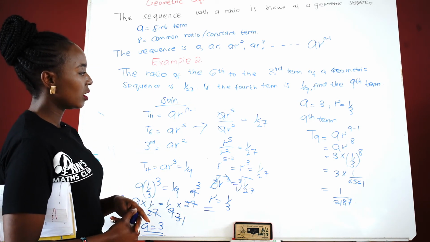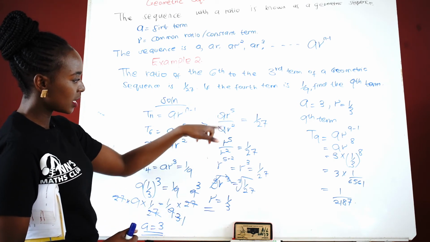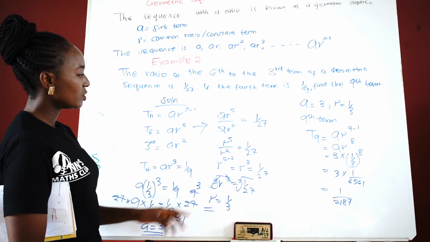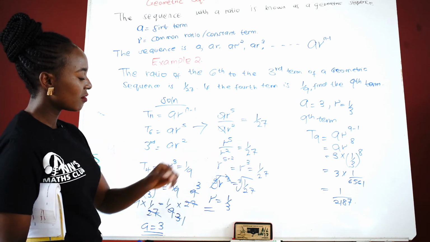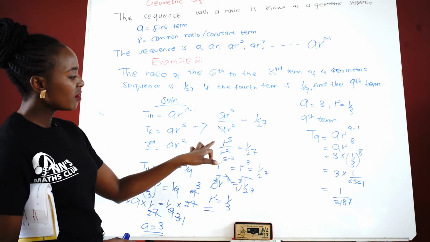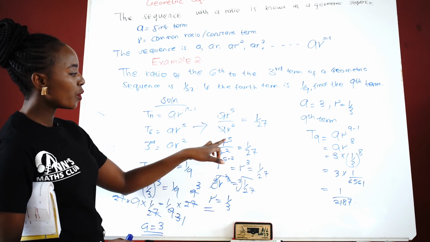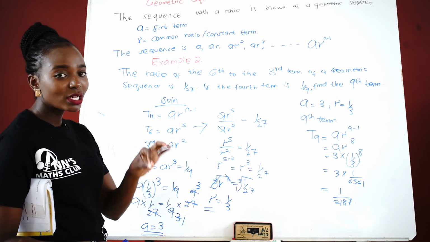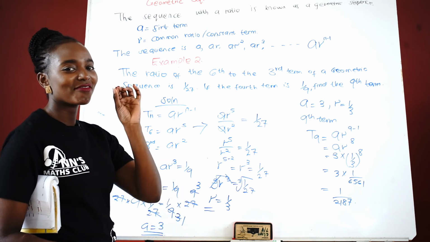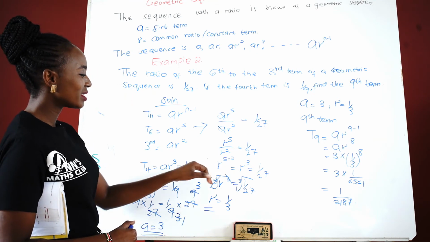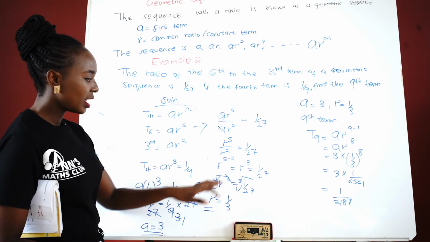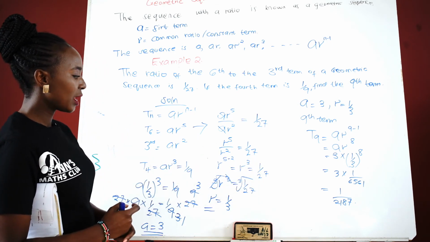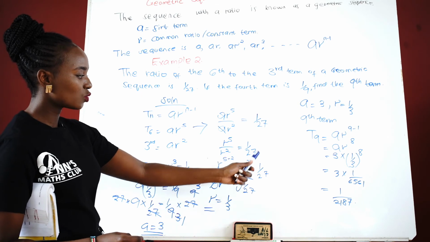So you can calculate this. The A cancels out, and you're left with R^5 over R^2. And once you're left with this, you equate it to 1 over 27. And remember, whenever working this out, we normally subtract the powers when it comes to division. If it was multiplication, we would have added the powers. So it becomes R^(5 minus 2), which is R^3, is equal to 1 over 27.